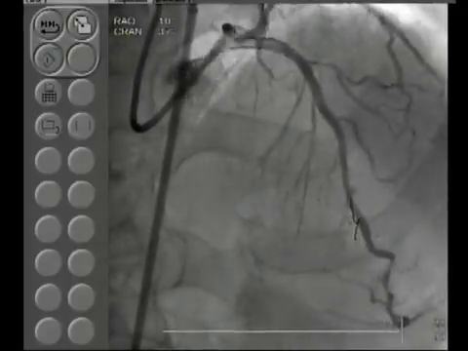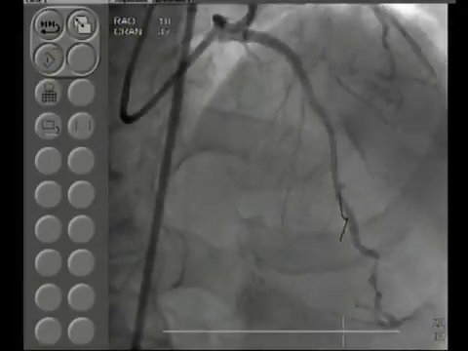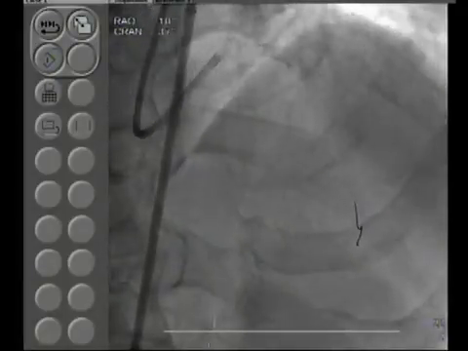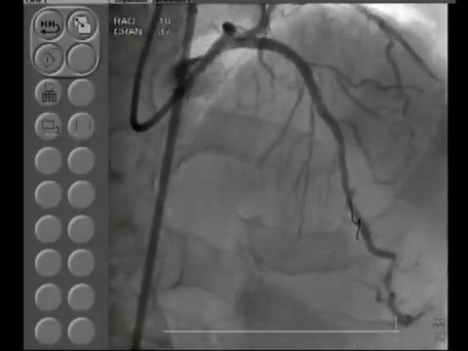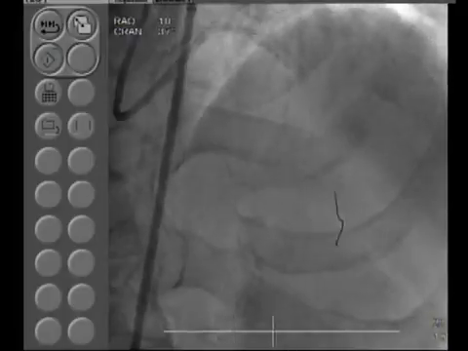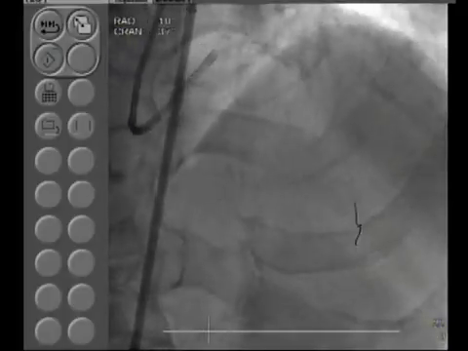Otherwise, we have seen cases of slow flow and thrombus formation in the vessel in the guide. Excellent. In the meantime, if you would have noticed, we've done a quick 30-second review of the entire case, showing the diagnostic pictures to where you are in the case.